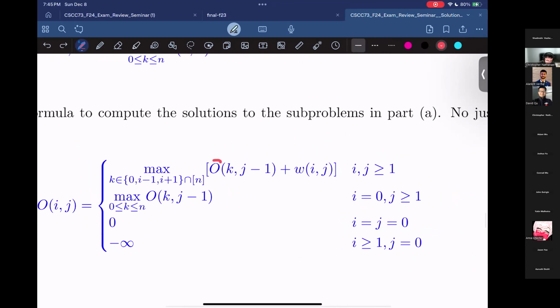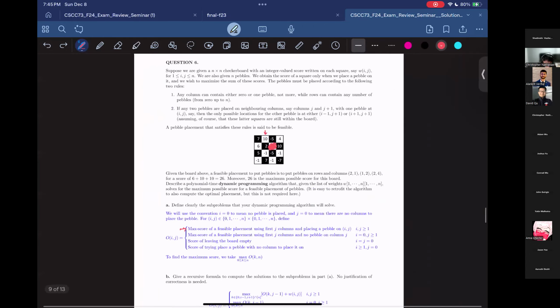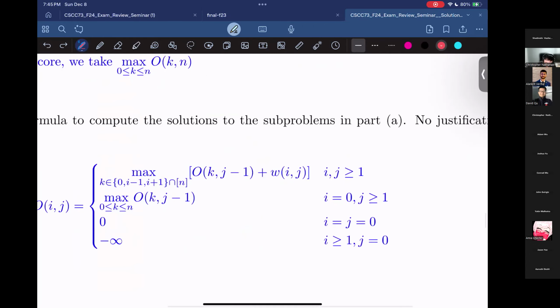And it will be O of kj minus 1. So this is the previous subproblem plus the points that you get, or the weight W of putting the pebble on ij.